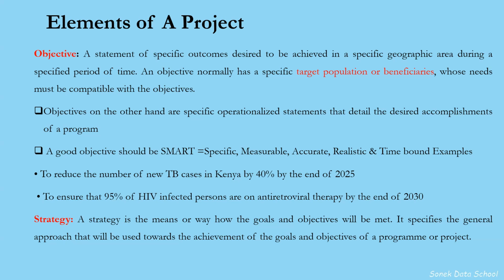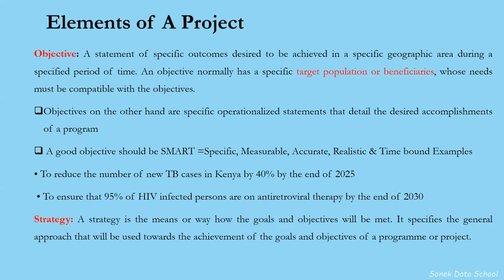2025. So, the specific nature of this objective is that it is purely targeting reduction of new TB cases, and it is also specific in Kenya, that is a specific geographical area. It is measurable because we can quantify the reduction by 40%, and also it is time bound, by 2025.